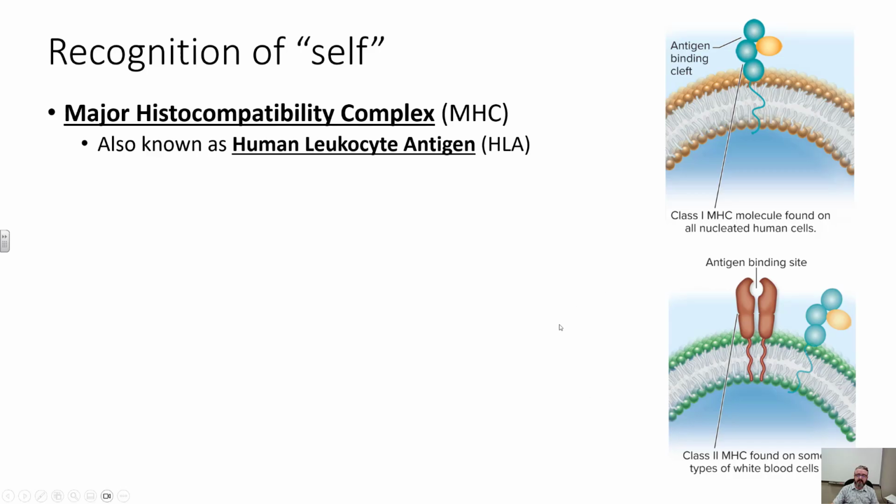But the way that it works is that you have a genetic inbuilt protein system that creates what are called major histocompatibility proteins, or what's generally referred to as the major histocompatibility complex, MHC. This can also be referred to as human leukocyte antigen, HLA. Science naming is always complex, and so you'll hear people refer to it in both different ways. They more or less mean the same thing.